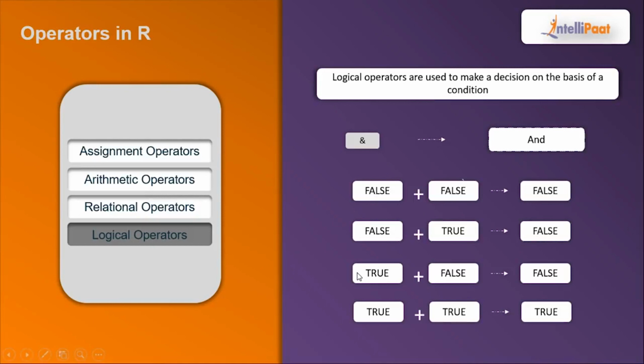Again, let's have a look at this third case. Here, the first condition is evaluated to true, but the second condition is false. And that is why the final result is false.